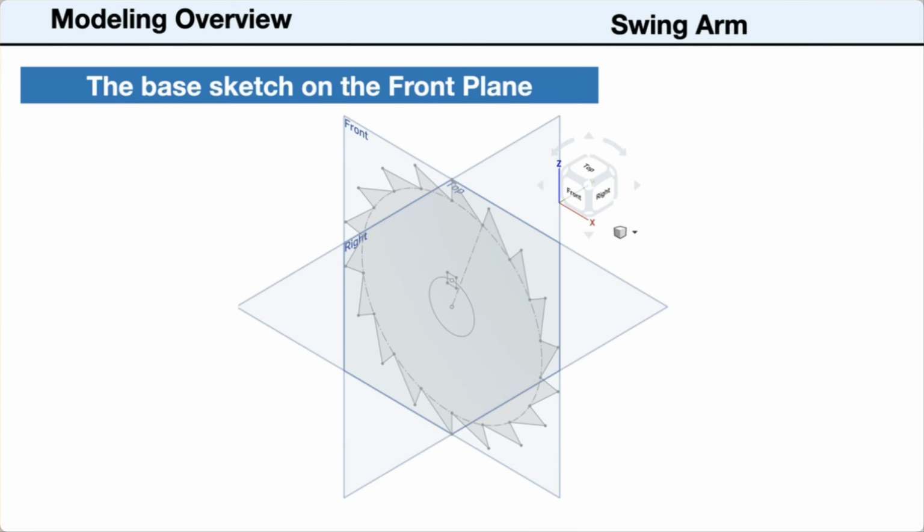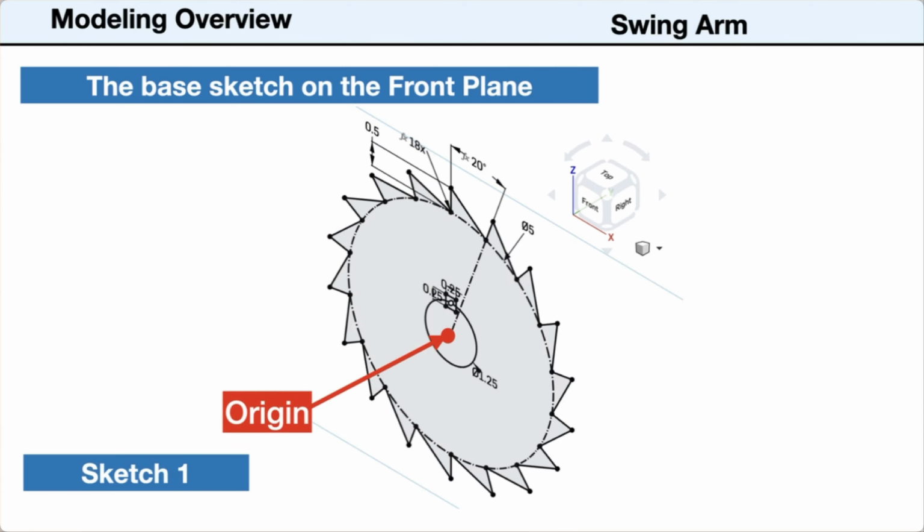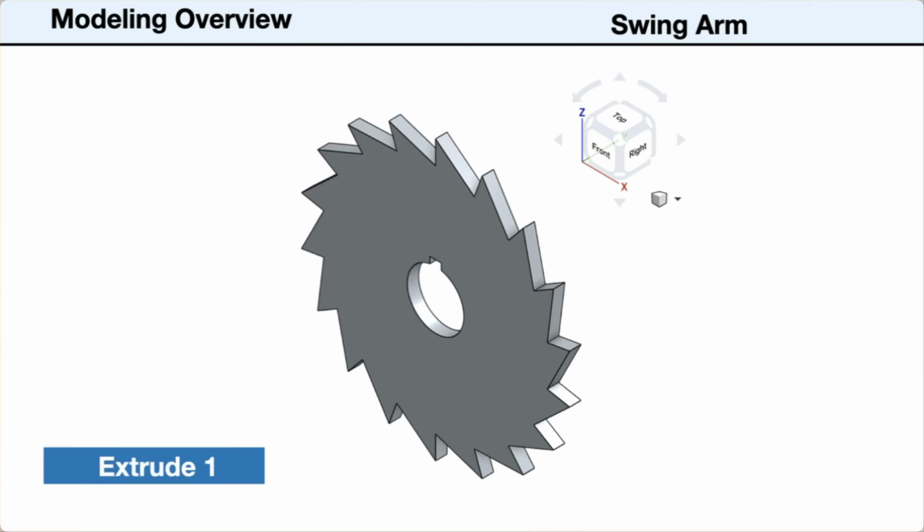sketch. The sketch will be placed on the front sketch plane. The origin will be placed at the center of the circle. Sketch 1 will define all of the size and shape elements. Extrude 1 will add thickness and create the base feature. Now, let's get started modeling the part using Onshape.